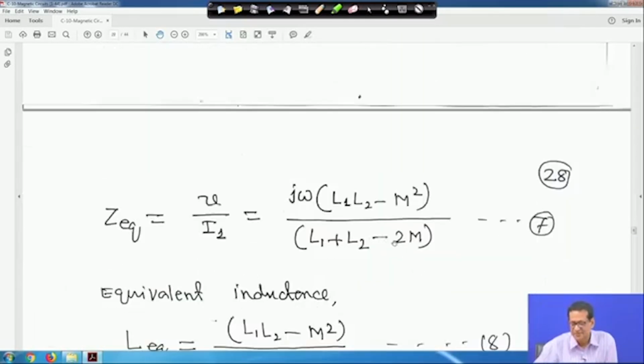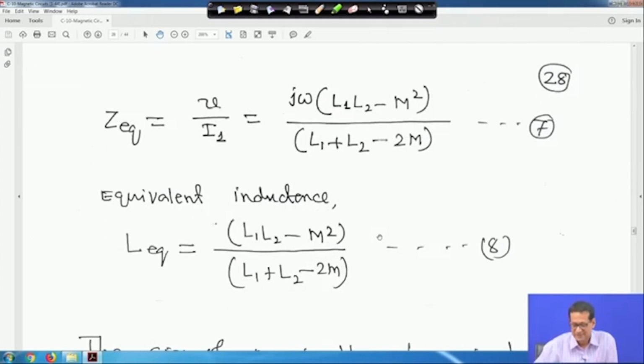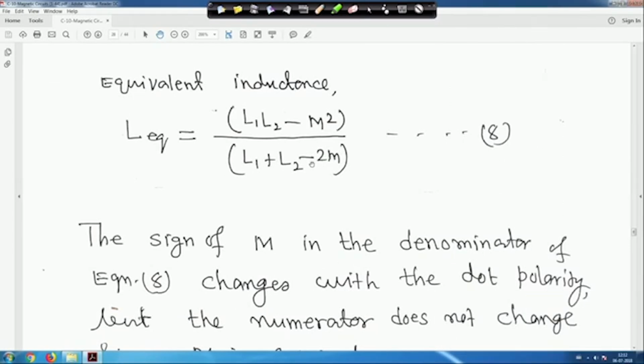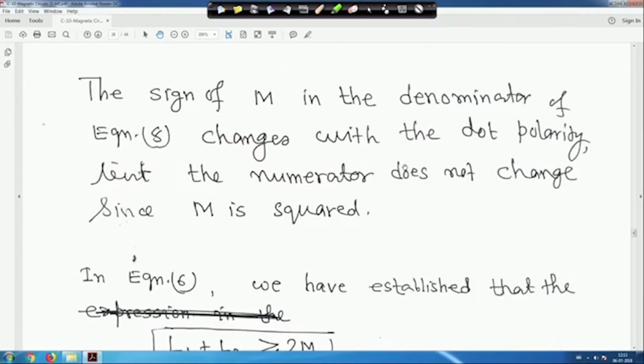So this denominator may become plus also. Whatever dot we have taken, according to that it becomes minus. If you interchange the dot and solve it, it will become plus. That means whether m is negative or positive, it will change in the denominator, but in the numerator m square is always positive. So, that is what is written here.